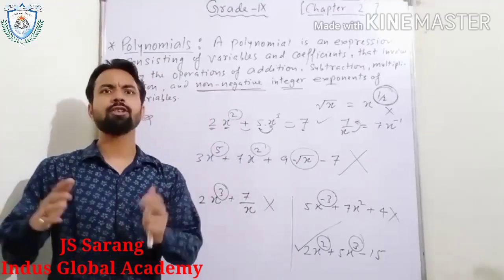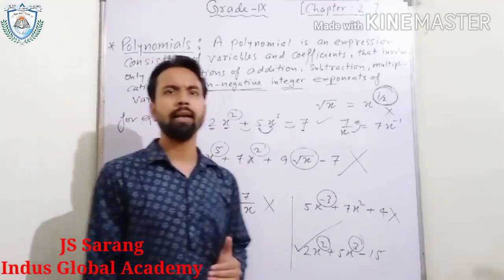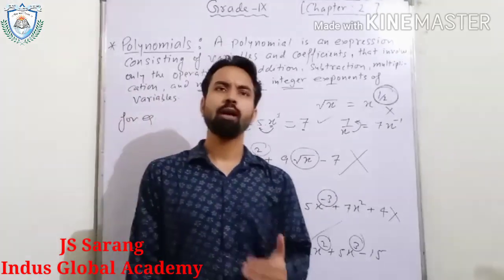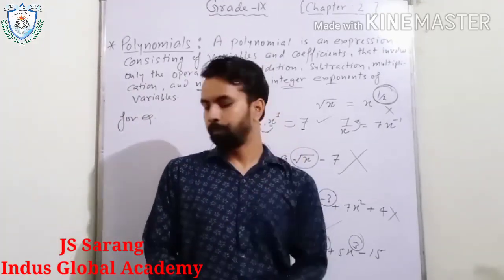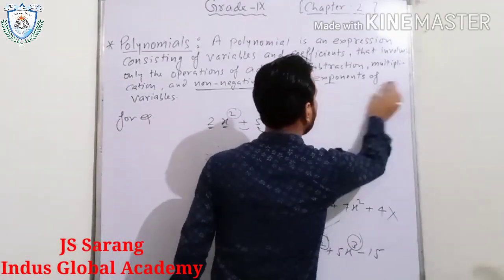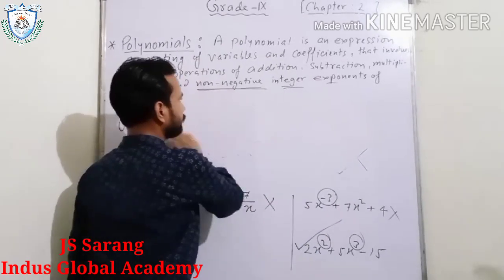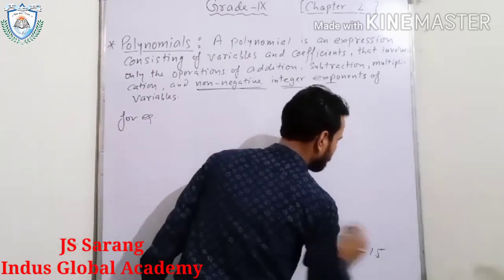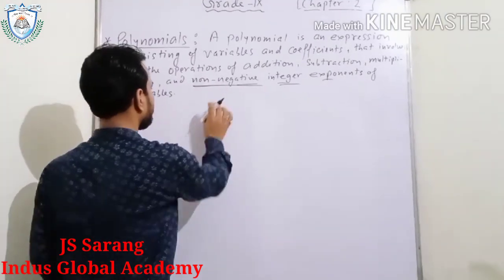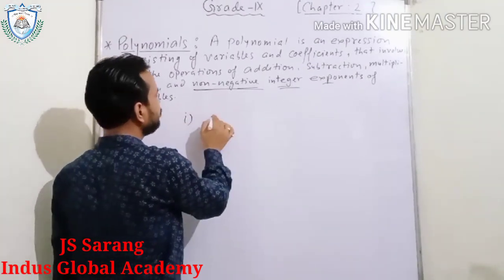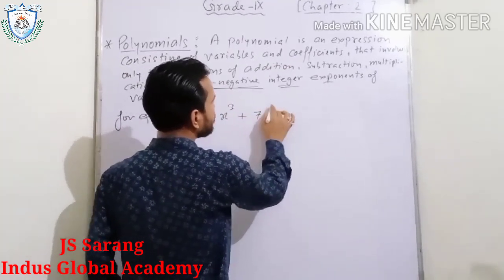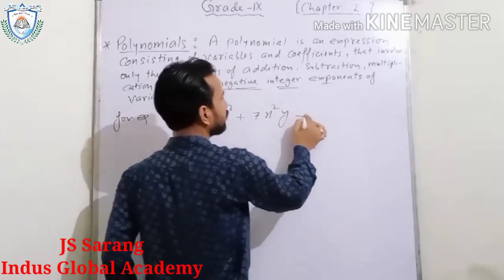Some algebraic expressions are given there and we have to identify out of those algebraic expressions which is a polynomial in one variable. What is a polynomial? Which is a polynomial in one variable. So I am taking some examples here so that you can identify which is a polynomial in one variable. First example I am taking: 2x to the power 3 plus 7x square y minus 9.